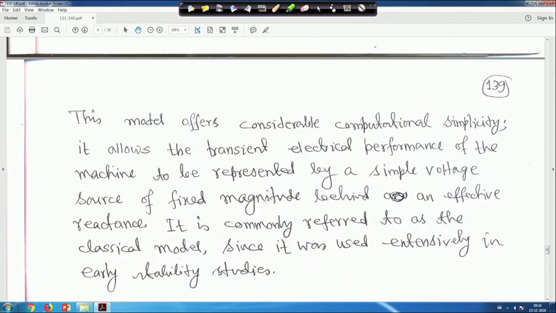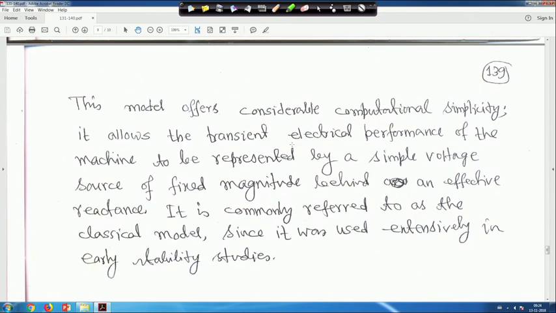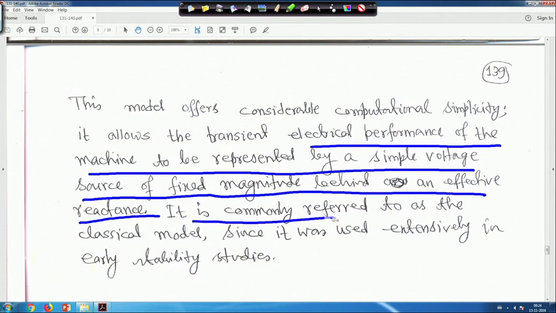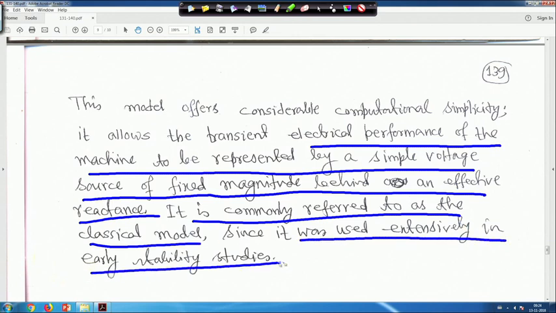So, this model actually offers considerable computational simplicity. It allows the transient electrical performance of the machine to be represented by a simple voltage source of fixed magnitude behind an effective reactance. If we assume that R_a is neglected, it is commonly referred to as the classical model, since it was used extensively in early stability studies. For classroom purposes also we will use this model, the simplified model, for the stability study.